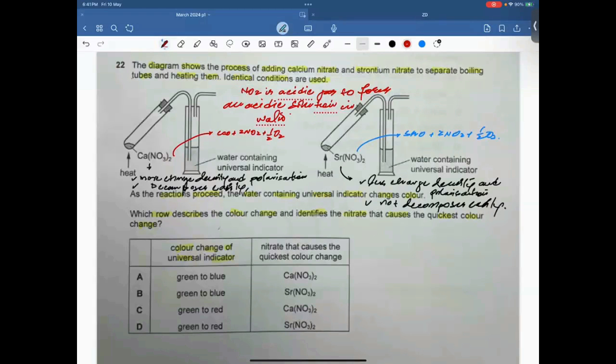So in acidic solution, the universal indicator shows red color, and nitrate that causes the quickest change of color. Quickest change takes place when decomposition becomes easier. So calcium nitrate would be the right answer because the decomposition takes place quickly, easier.